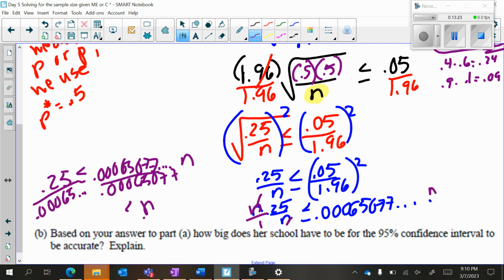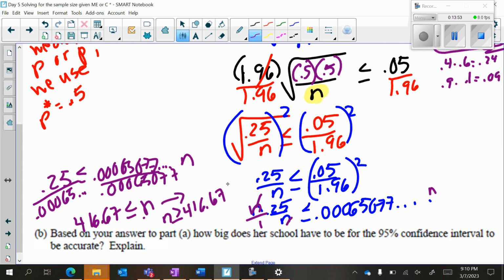We're going to get n is greater than or equal to, let's see, 0.25 divided by 0.0006. I got about 416.67. Okay. Now, if you read this from left to right, it says 416.67. But if you read it from right to left, that really means that n is greater than or equal to 416.67. Now, remember, n is the sample size, and that's the number of people.